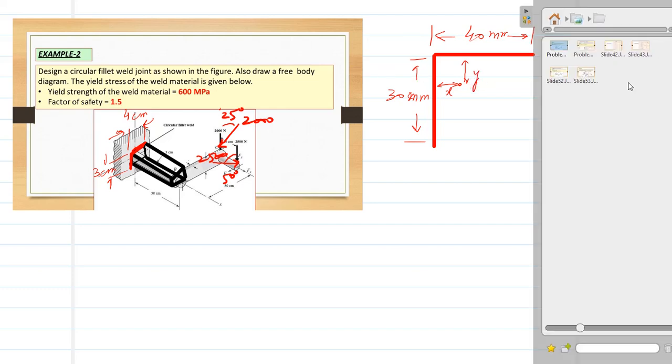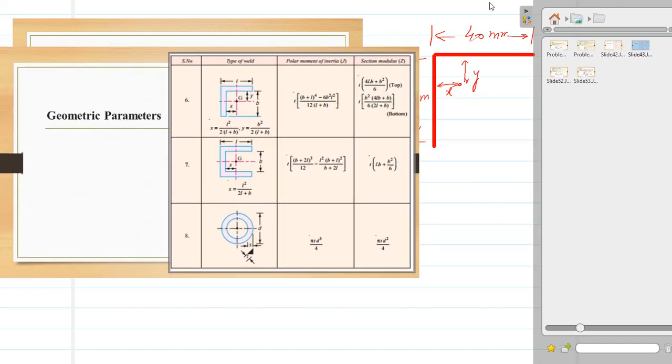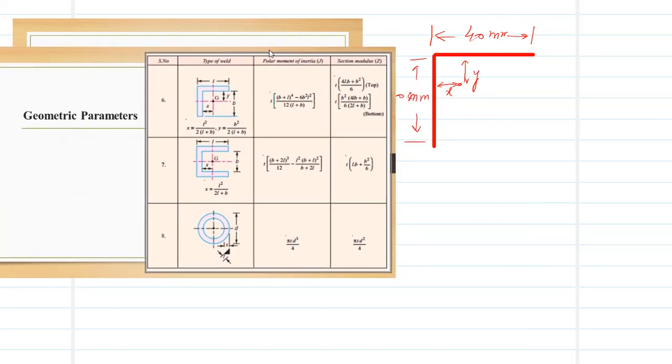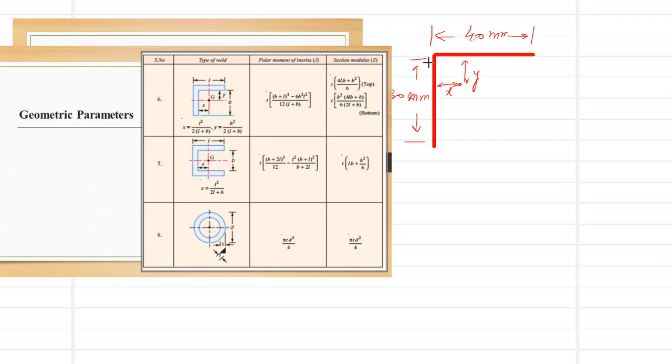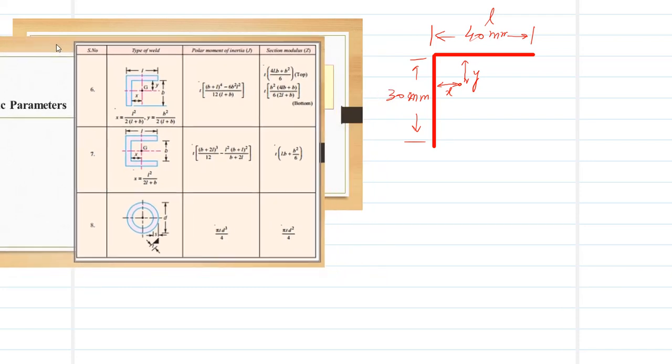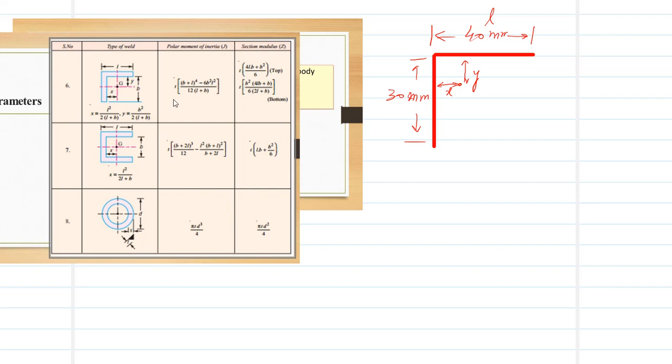So if I import this table here, and from the table you can see that if we compare the welds here, this is your L, sorry, this is your L, and this dimension is B. These are the unsymmetric welds. Clear? At both places. So we have to find x and y.